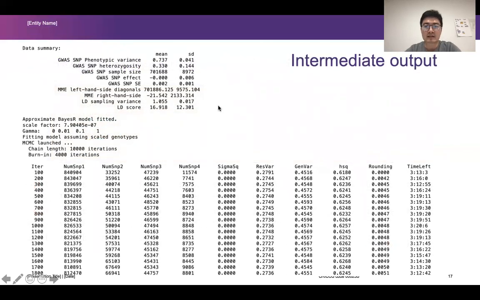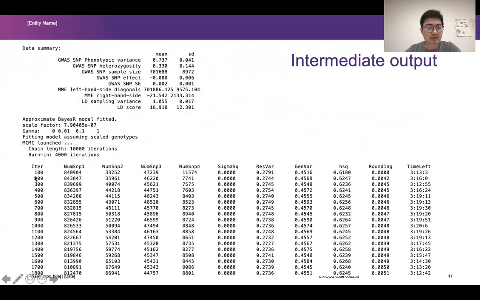And here shows a part of the log file for outputting the intermediate result. It's always good to check the intermediate result. Sometimes it can flag an issue. For example, here shows the phenotypic variance estimated from the SNP summary statistics. And here shows the GWAS SNP sample size, the mean and the standard deviation. If the standard deviation is too large, you may want to consider removing some outliers.